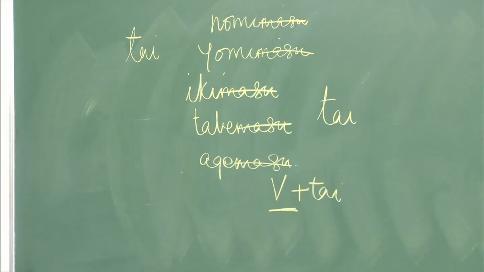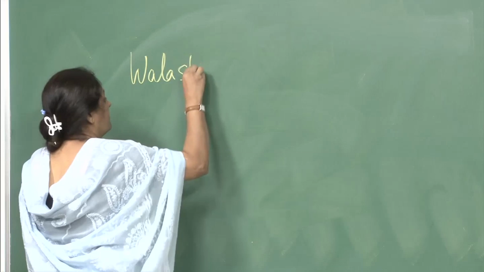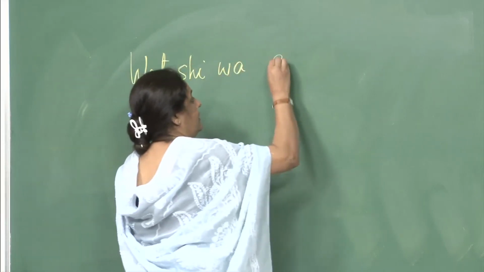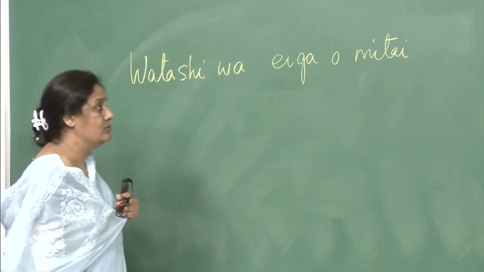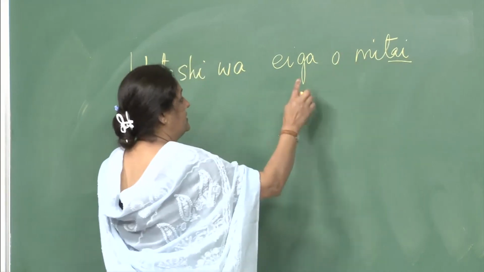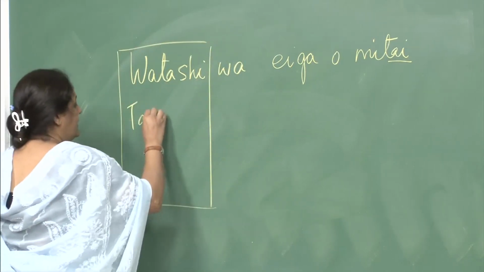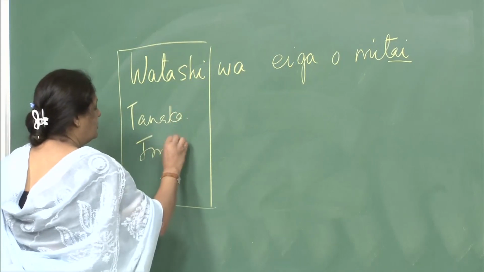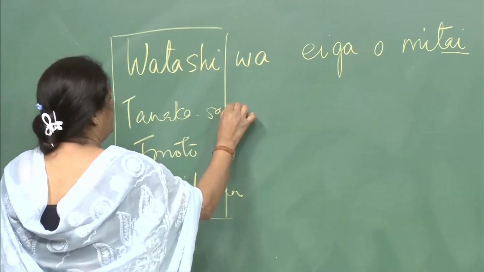You can see over here, it is very clear. Rao-san wa nani o tabetai desu ka? Watashi wa Indo ryori o tabetai. We can practice like this. Watashi wa eiga o mitai. Group 2, mimasu. Remove the mas and put tai over here. So, mitai, I want to see a film. I is over here. In place of this, you can put anything, Tanaka, any name, Imoto, Mariko-san, Tanaka-san, any of these.